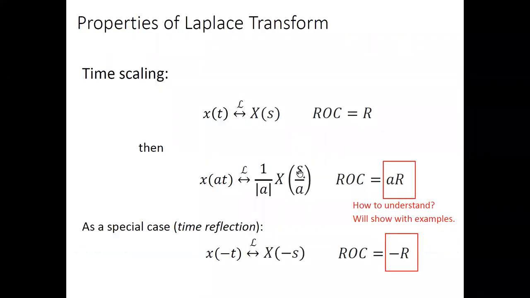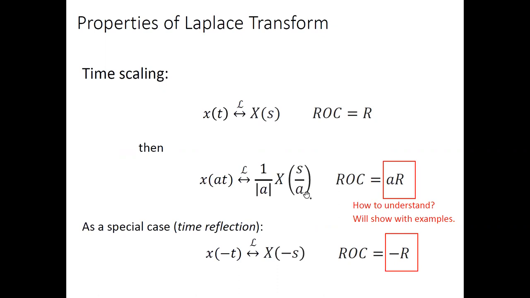There is also the time scaling operation of a signal x of t, after which the change of the Laplace transform follows a certain pattern. We look at this time scaling property. x of t has Laplace transform capital X of s, with region of convergence, again, denoted by R. Then if we scale x of t by a factor a, so we get x of at, its Laplace transform takes this form: 1 divided by the absolute value of a, because a can be a negative or positive real number, and then X of s divided by a.